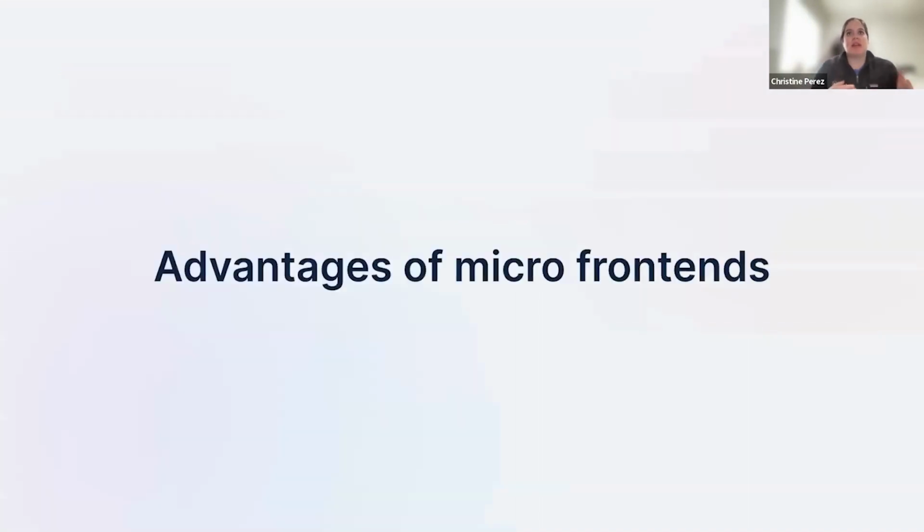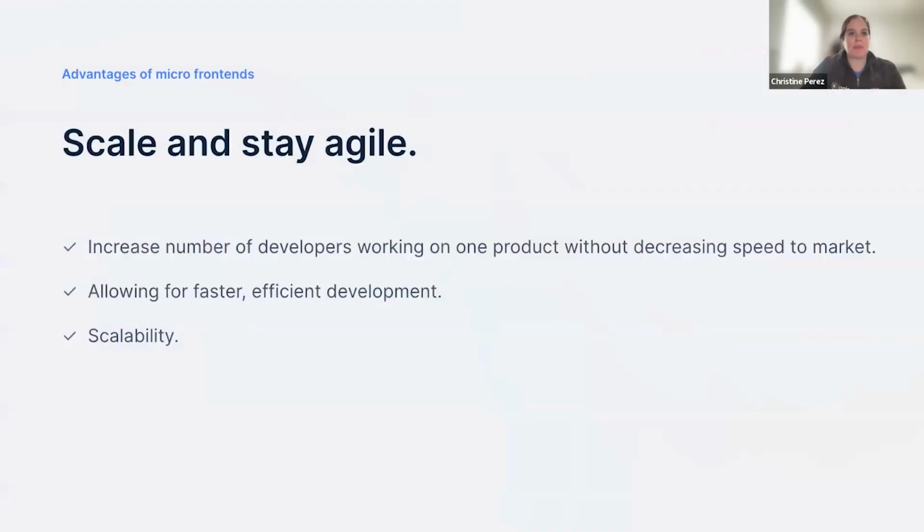Now let's talk about some advantages of micro frontends. So how does micro frontend architecture help improve app development? There are a number of advantages, but we'll be talking about the three most important advantages of the micro frontend architecture. The first advantage is scaling and staying agile, allowing organizations to scale their applications while staying agile.